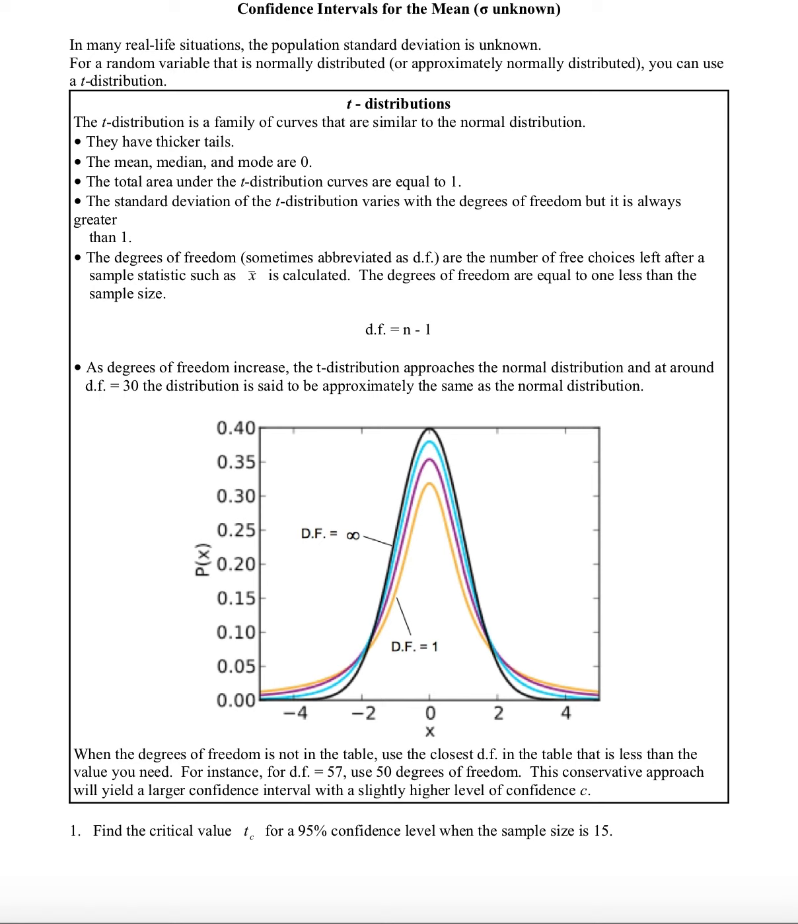Let's try number 1, which says find the critical value t_c for a 95% confidence level if the sample size is 15. So unlike z critical values, when it comes to t critical values, we actually have to take into account the sample size. That's what makes this just one level a little bit more complicated than the z_c approach. So let's find, first of all, the degrees of freedom. That'll get us started.